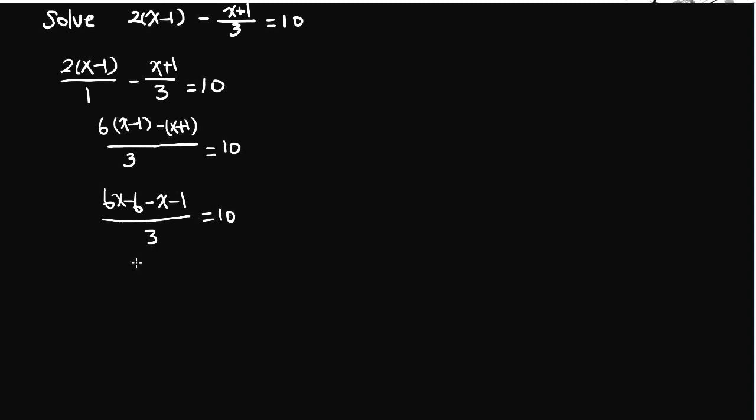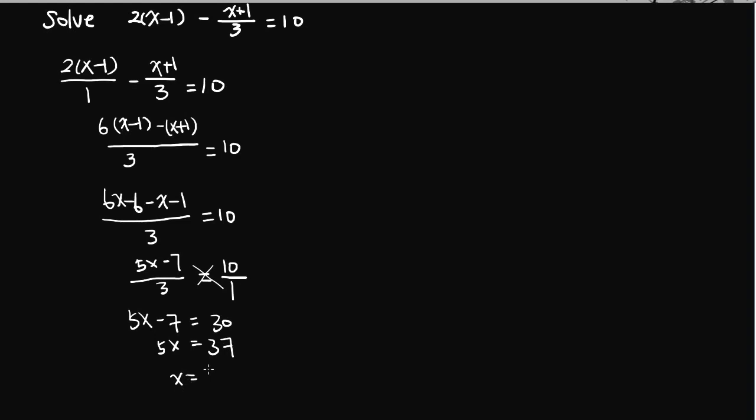Then I'm going to have (5x - 7)/3 = 10. Because the left-hand side is an algebraic fraction, I want to change 10 to 10 over 1 so that I can cross multiply. Then I have 5x - 7 = 30, so 5x = 37, and x = 7 2/5. This is my method 1.